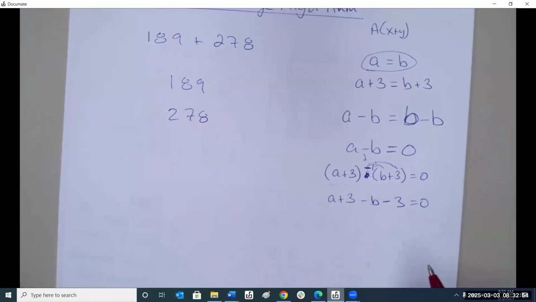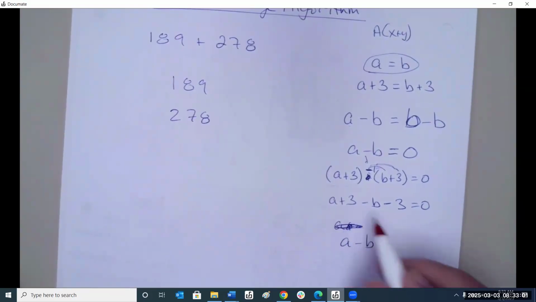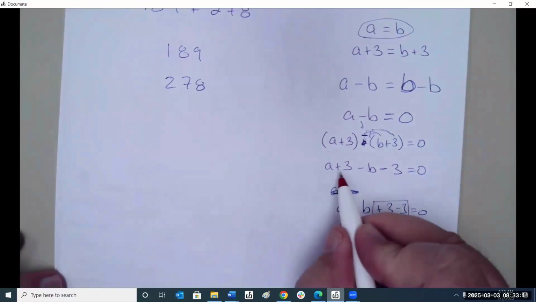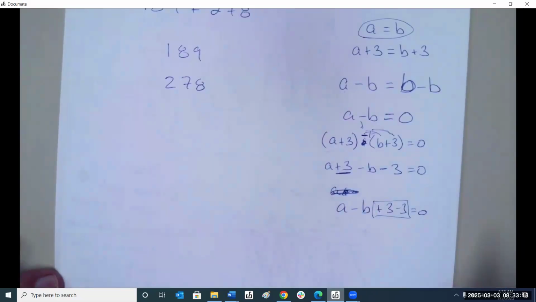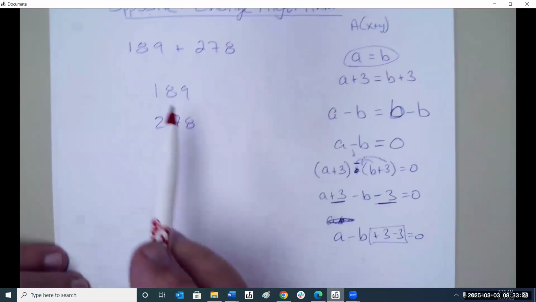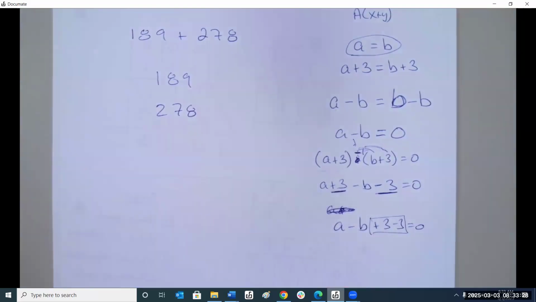Can I move things around? Yes. I have A minus B, and I can put the 3's together. +3 minus 3. So what I've just done is I've added 3 to one number and subtracted 3 from the other number. That's what this is about. Opposite change. So if I change one number positively, I have to do the negative to the other number.